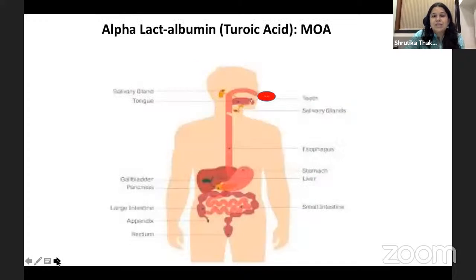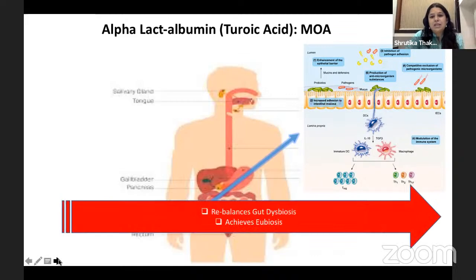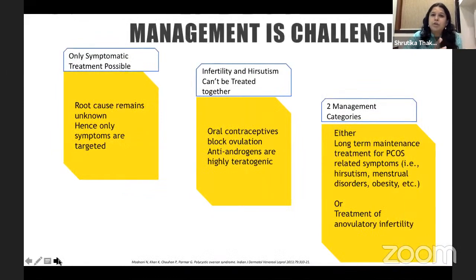So there are certain medicines that are available. There is alpha lactalbumin. The mechanism of action is that it enhances the epithelial barrier, it coats the intestinal mucosa, gives healthy bacteria, thereby increasing adherence to the intestinal mucosa, and it reduces this leaky gut phenomenon. So it rebalances the gut from dysbiosis, achieves eubiosis, and maybe this is also some kind of a lifestyle modification. When a person sees me, I usually give them these lactalbumin sachets, and I give it twice a day for a period of 20 days.